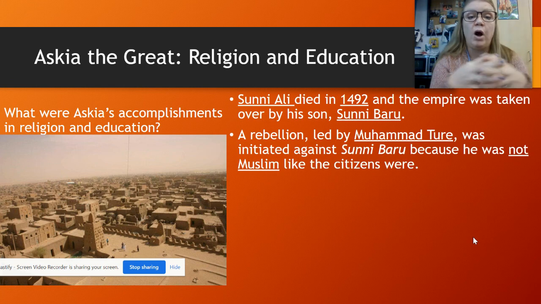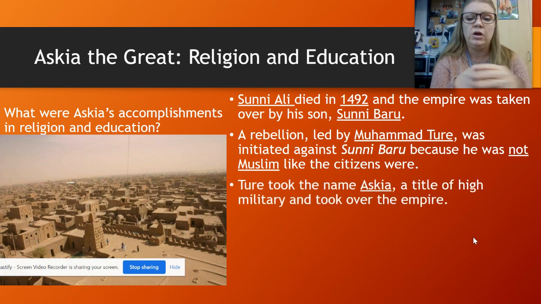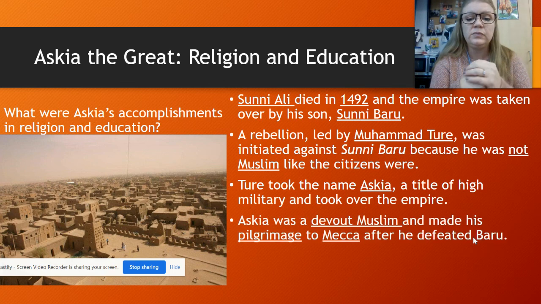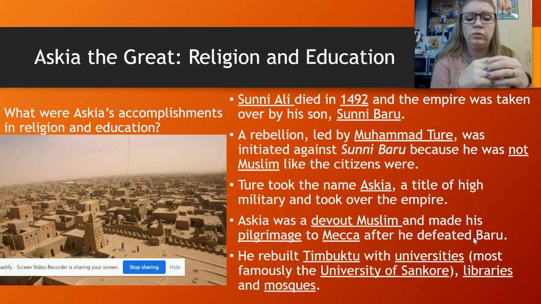So Muhammad Tur, one of the citizens, created a group of people that rebelled against Sunni Baru, against the king, and took over Songhai. Tur took the name Askia, so he changed his name to Askia. It's a title of a very high, powerful military leader, and he took over the empire. Askia was a devout Muslim and made his pilgrimage to Mecca after he defeated Baru.